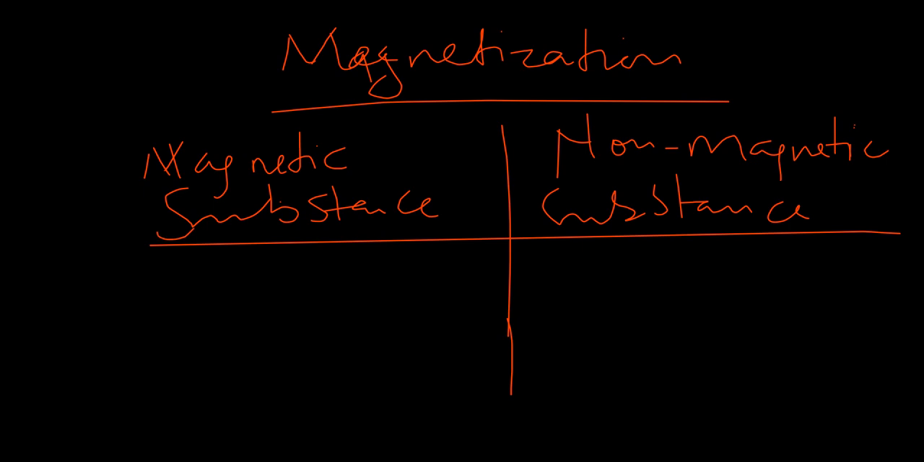For example, you can have iron filings. Iron filings are magnetic substances because when you bring magnets closer to iron filings, they would be attracted by the magnet. So that's what magnetic substances are. What about non-magnetic substances? The opposite. They are not attracted to magnets. And a very good example would be wood or even stone.